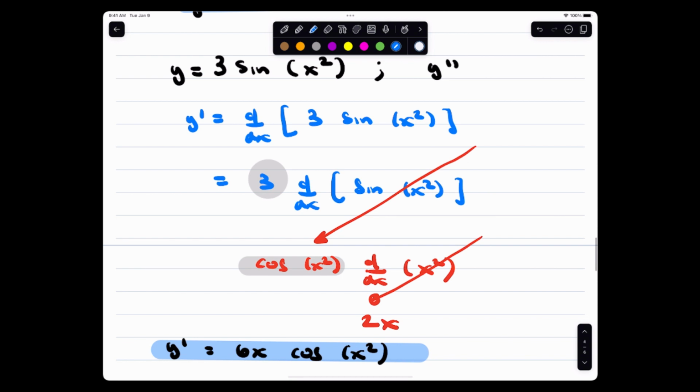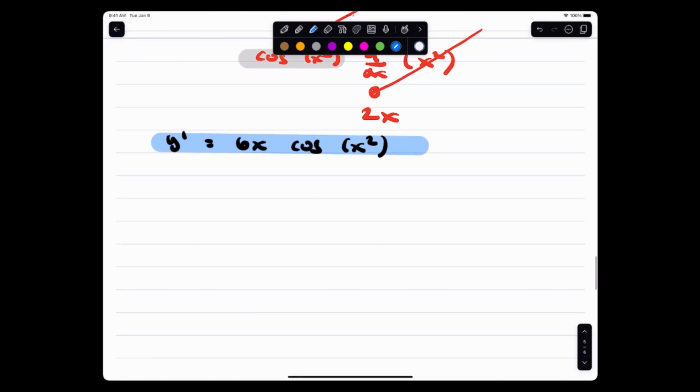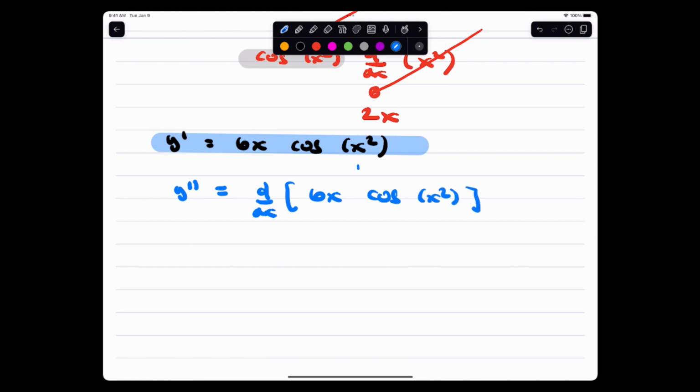Now, that's not the second derivative. How do I get the second derivative now? Differentiate again. In other words, the second derivative is the derivative of the first derivative, which is 6x cosine x squared. It's the derivative of the first derivative.